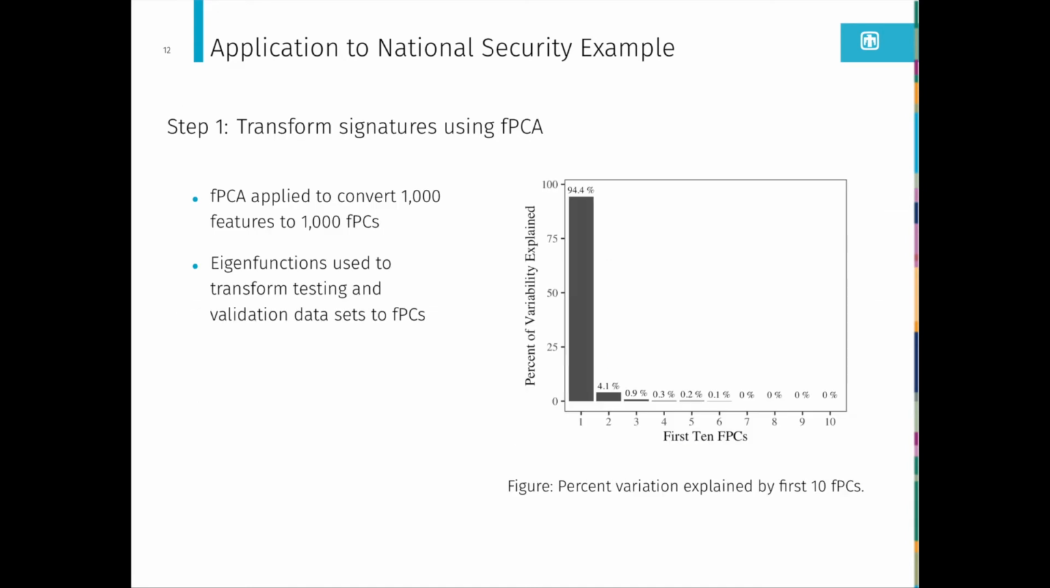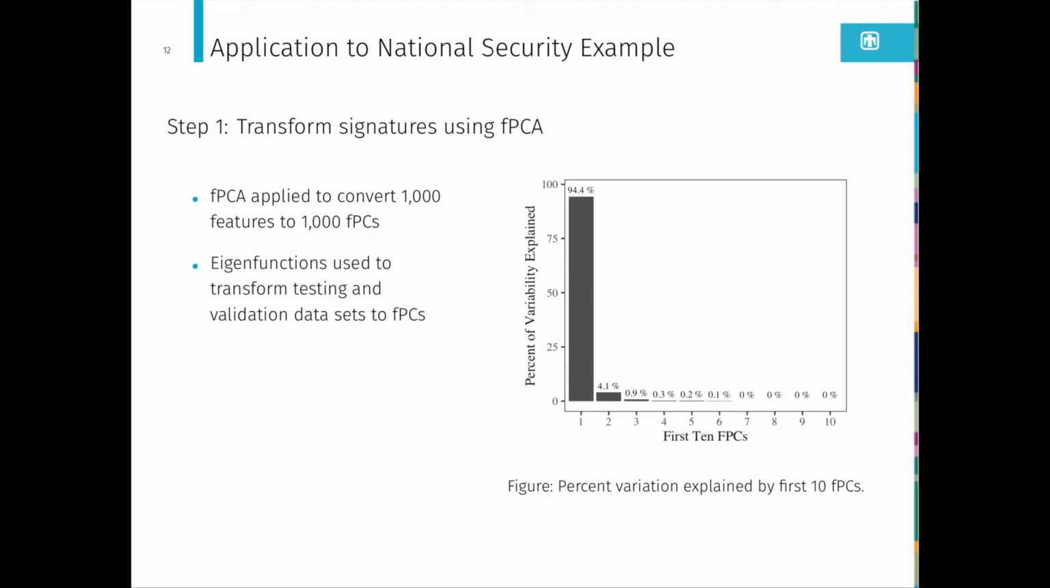The first step in the application of our approach is to transform the signatures using fPCA. This is done to convert the 1,000 features of times to 1,000 fPCs. The figure here shows the percent of variability explained by the first 10 fPCs. It is clear that the first fPC explains the majority of the variation. The next few explain small portions of the variability, and the remaining fPCs, including those not included in this figure, explain practically none of the variation.